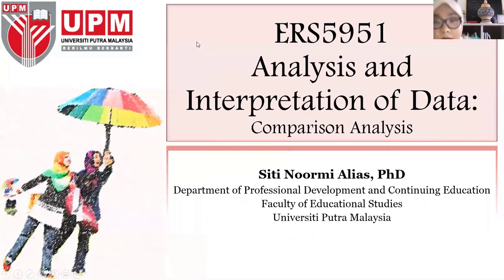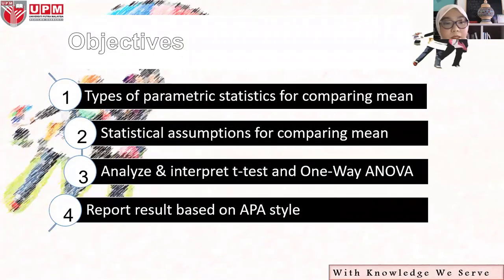So the next topic is comparison analysis. This is the learning outcome. At the end of the session, students should be able to define the types of parametric statistics for comparing means, state the statistical assumptions required for comparing means, analyze and interpret t-test and one-way ANOVA, and report results based on APA style. Just a reminder again, my lecture notes are still based on the 6th edition APA style. I have not yet updated them to the 7th edition APA style.